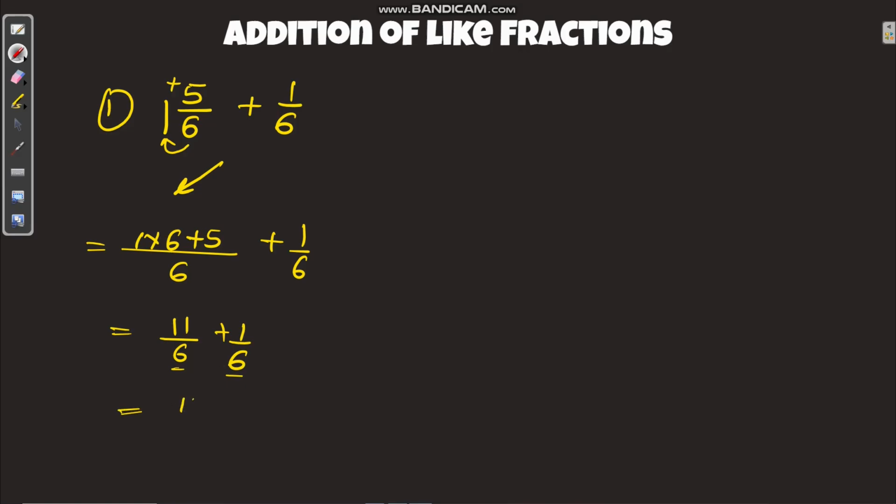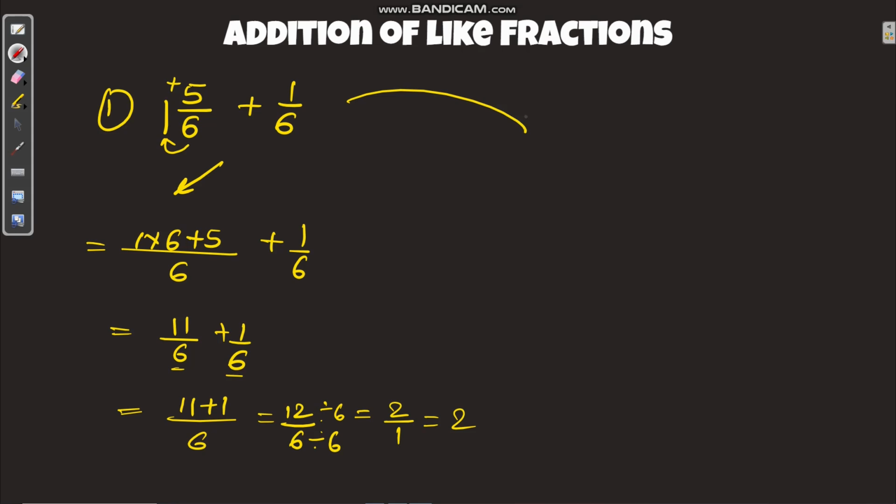So here you can simply add their numerators and the entire thing upon 6, it will be 12 upon 6. But can I reduce it? See, reducing means you divide it with one number, that number is HCF. So you take the HCF of 6 and 12, it is 6. So you divide it, you will get 2 by 1, which is equal to 2.